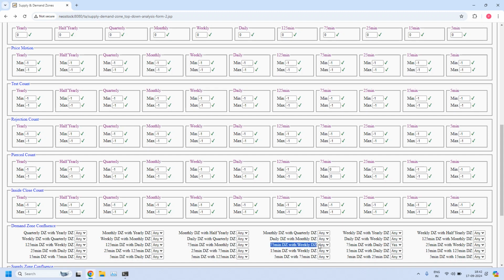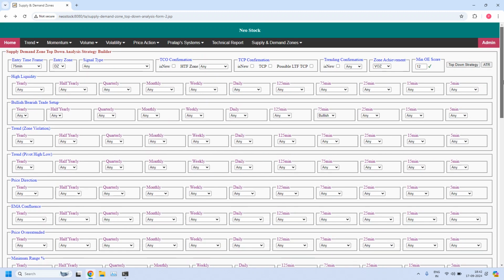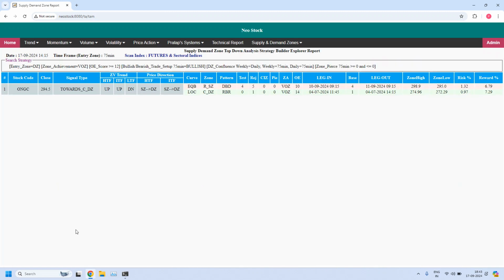Now the 75 minutes demand zone part of the weekly zone I am enabling, and the daily demand zone with weekly demand zone also I am enabling, with all the 3 filters, LTF, ITF, HTF zone confluence. We got only one stock, ONGC. And ONGC trend is also uptrend.